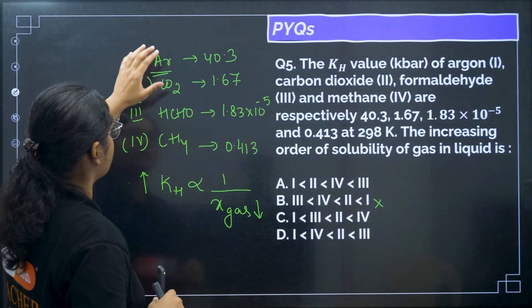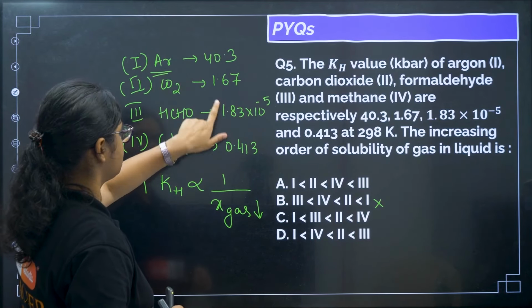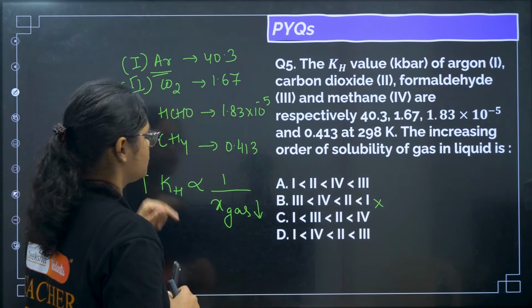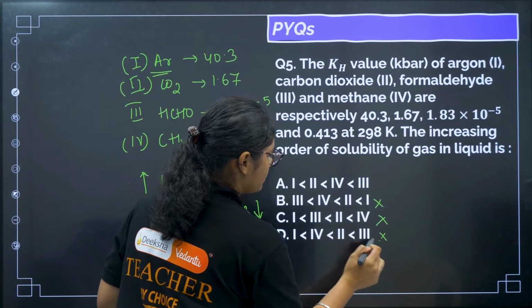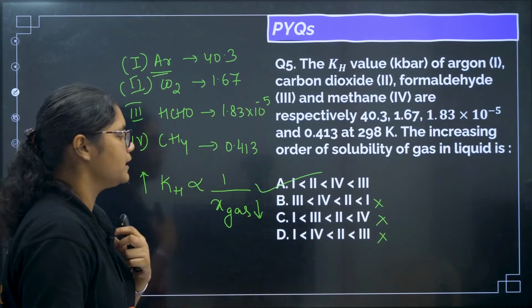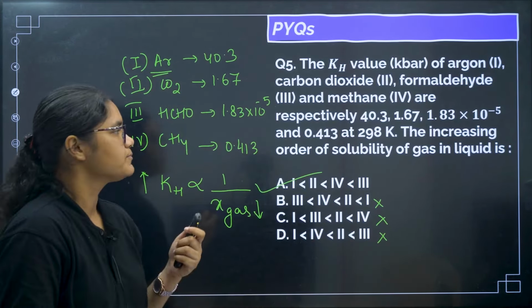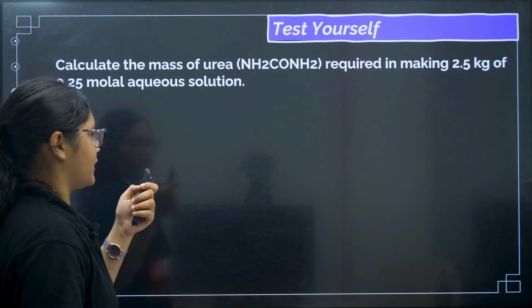Now after argon, whose value is there? Highest value, if you see, 1.67. So after 1, 2 should come. So we can eliminate these two options. The correct answer for this question will be option number A.